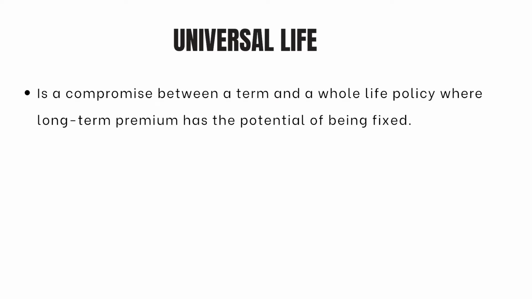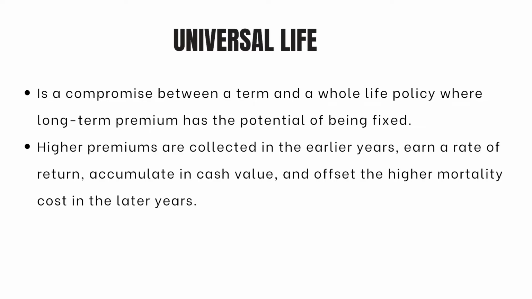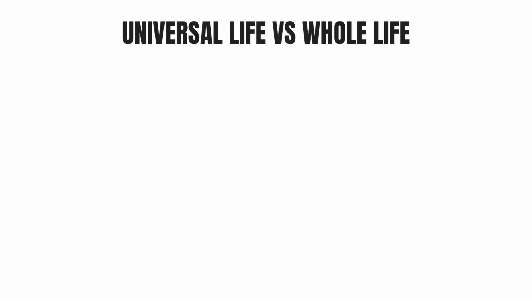Universal life is a compromise between a term and a whole life policy, where long-term premium has the potential of being fixed. Just like the whole life policy, higher premiums are collected in the earlier years, earn a rate of return, accumulate in cash value, and offset the higher mortality costs in the later years. The difference between a whole life and a universal life policy is the flexibility that the universal life policy offers.